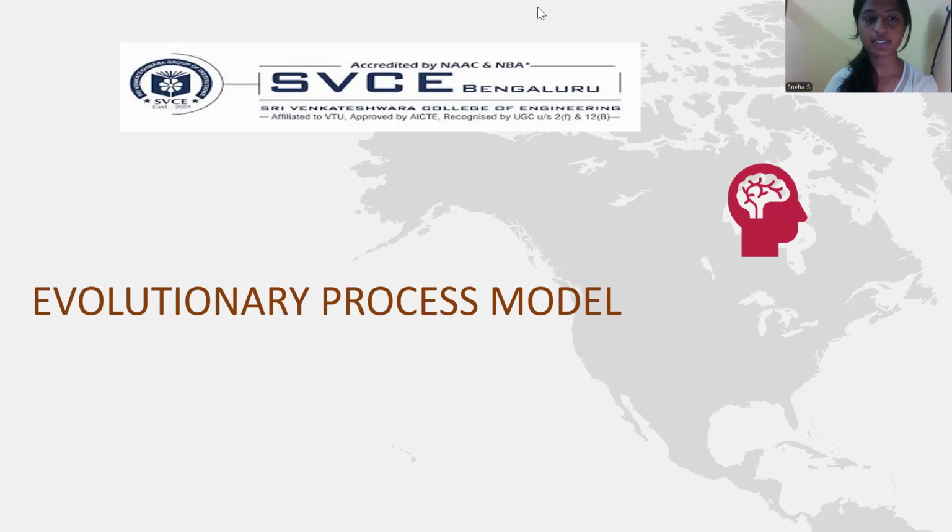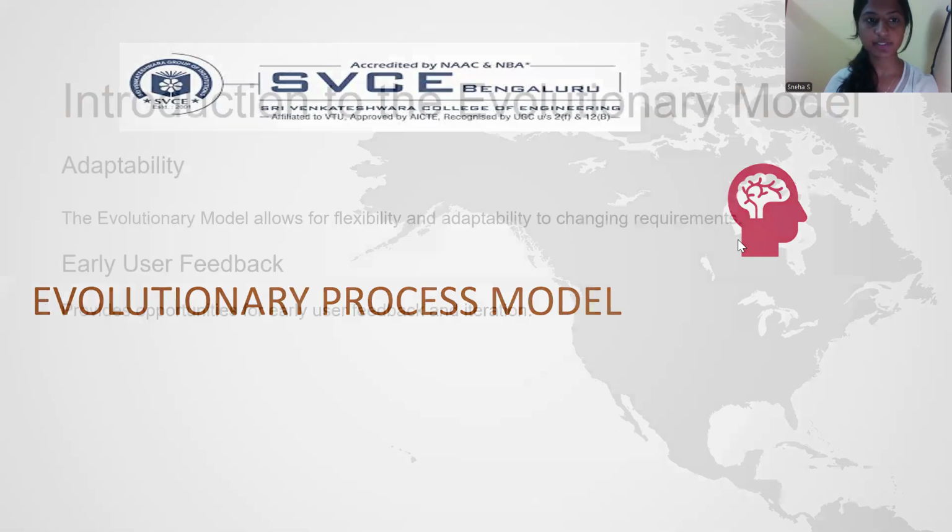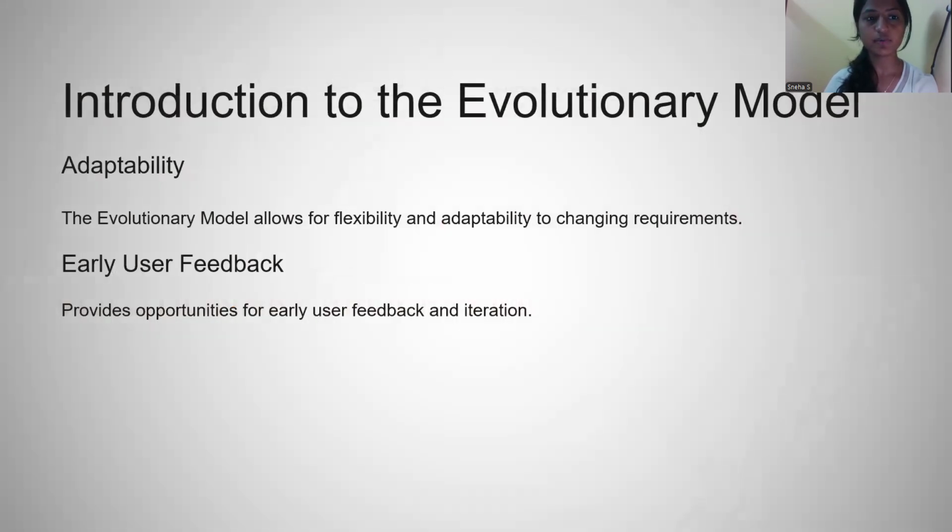Today we'll be discussing the evolutionary process model from software engineering. Let us begin. The evolutionary model is a model where we follow two approaches: the incremental model and the iterative model. Why are we using an evolutionary model? Because of its adaptability. It shows flexibility to changing requirements. Whenever the requirements change from a user's perspective, it is very easy to adapt to the changes. That's why we're using this model.